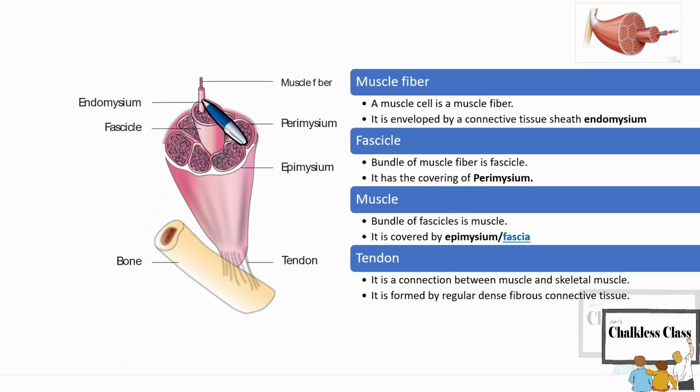Around the muscle fiber, there is a thin connective tissue layer called endomysium. And after that, we can see the true muscle fiber, which is a sarcocyte or a single cell. Here, the muscle is covered by the outer layer called epimysium. And one term used in our book is fascia.